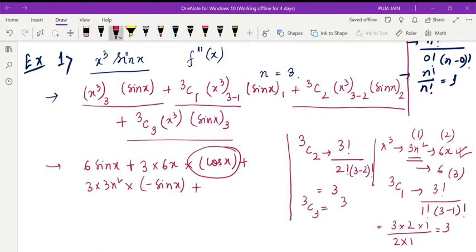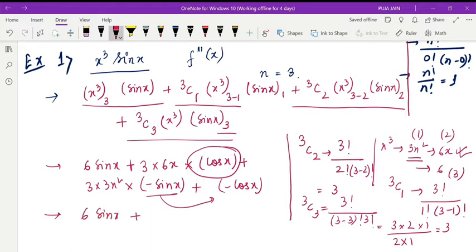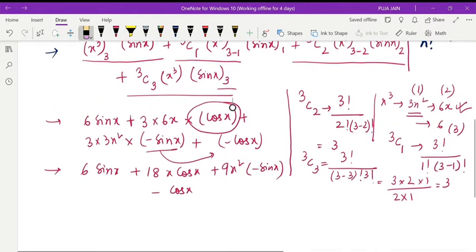3C3 means 3 factorial over 3 minus 3 factorial times 3 factorial, that means 1. Sin x cubed, third derivative. The second derivative we did here; again the derivative of this is minus cos x. Now we will get here 6 sin x plus 3 into 6, that is 18x cos x, plus 3 into 3, 9x square, minus sin x, minus cos x.